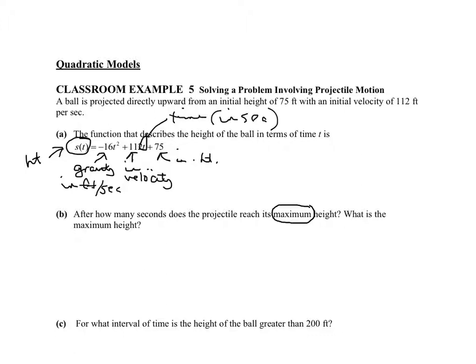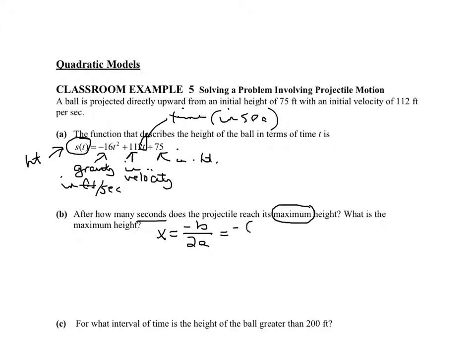So when it asks me after how many seconds does it reach its maximum height, which part of the vertex is it asking me to find? The time, which is the x part of the vertex, which means if I were to use that little formula or little equation that we learned earlier in this section, x equals negative b over 2a, I would know the time when this ball reaches its maximum height.